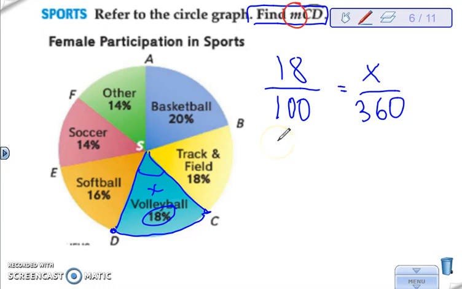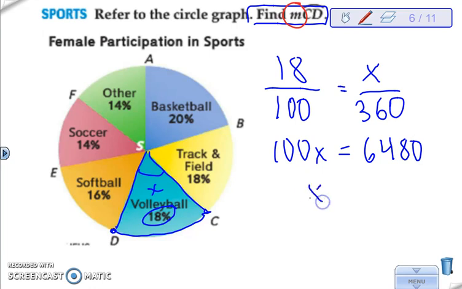So 100 times x equals 6,480, which means x equals 64.8 degrees.